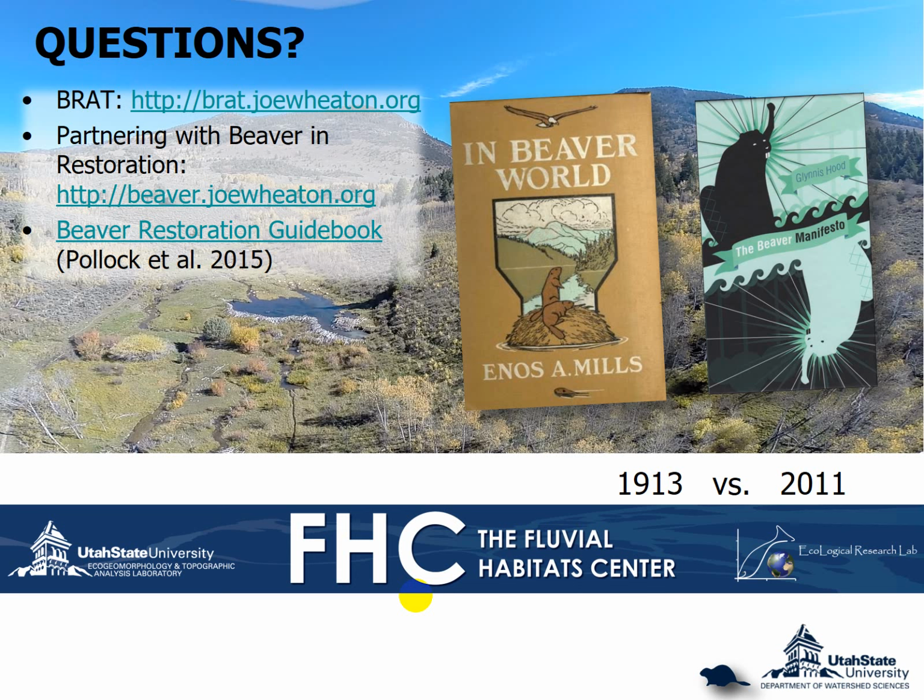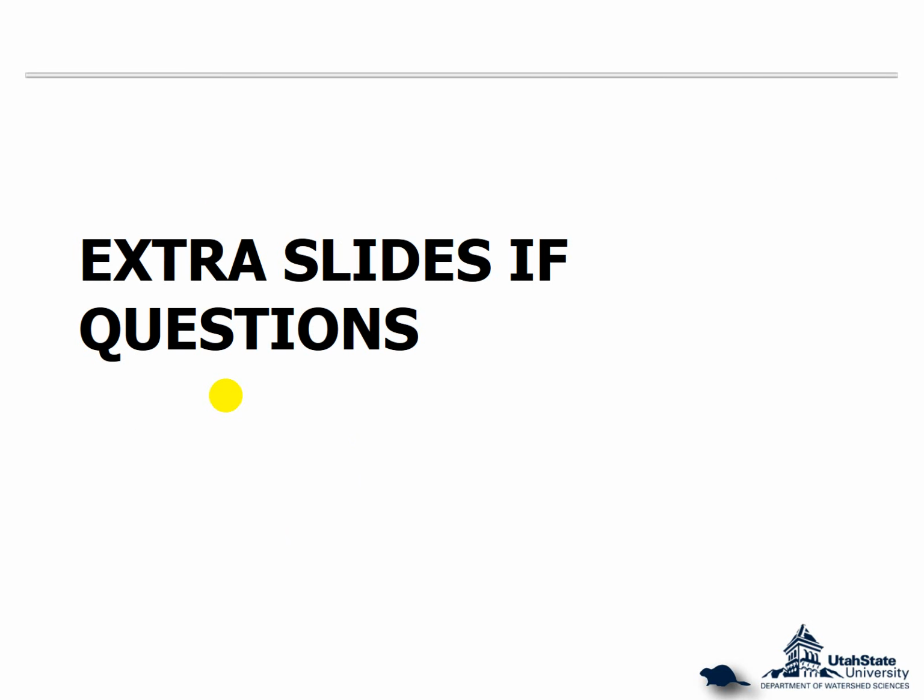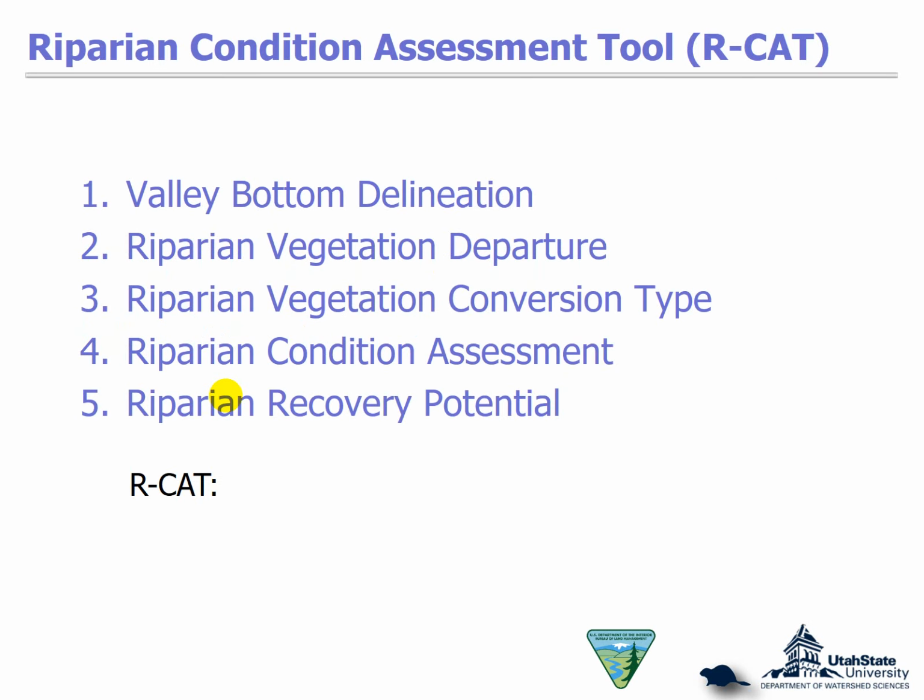And as a follow-up to BRAT, there's also resources on the BRAT website here. As a follow-up to that, there's another set of tools that we have. One of these is RCAT, a riparian condition assessment tool. And I'm just going to go back now.